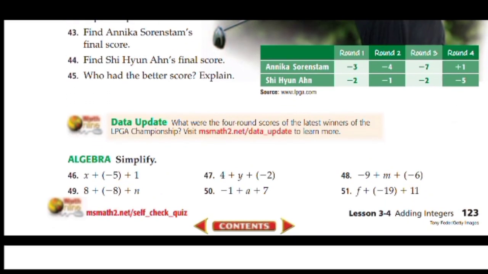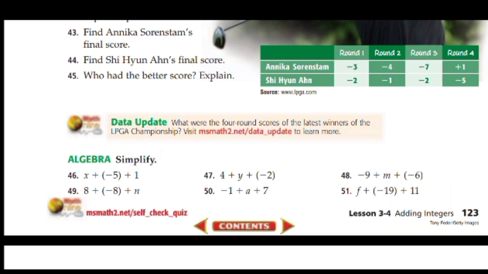Algebra. Simplify. 46. x plus negative 5 plus 1. 47. 4 plus y plus negative 2. 48. Negative 9 plus m plus negative 6. 49. x plus negative x plus n. 50. Negative 1 plus a plus 7.